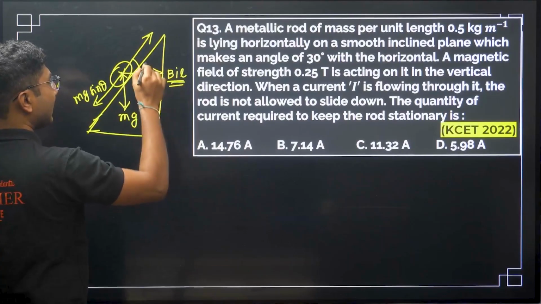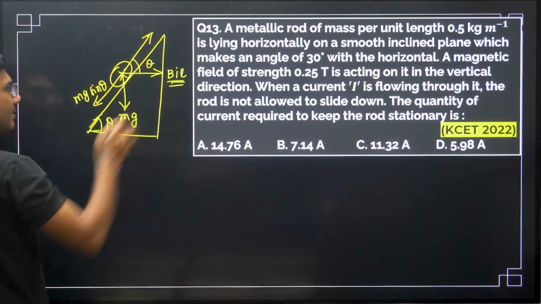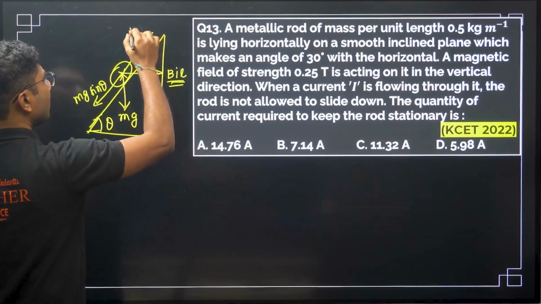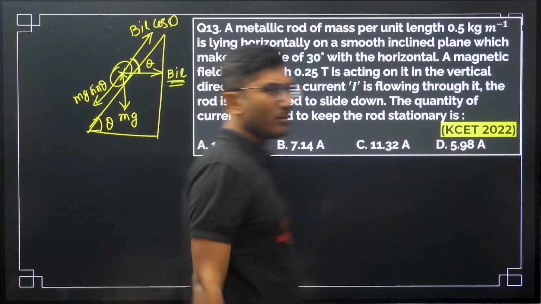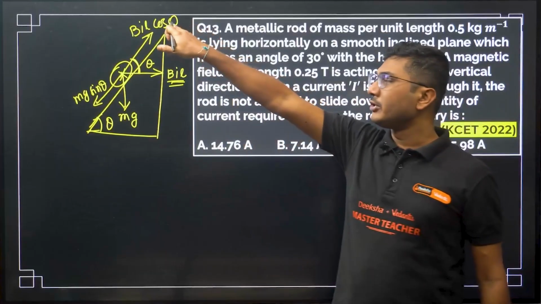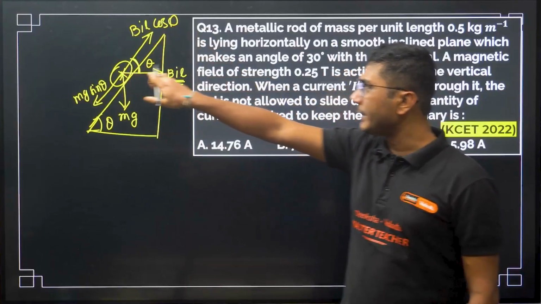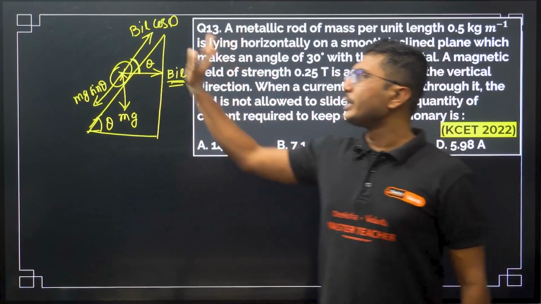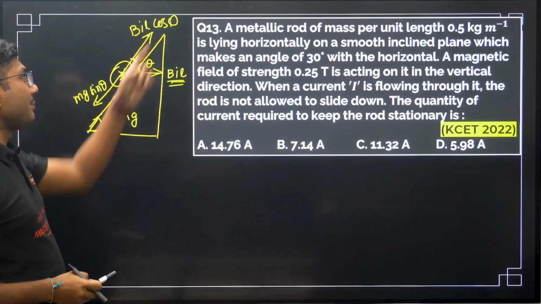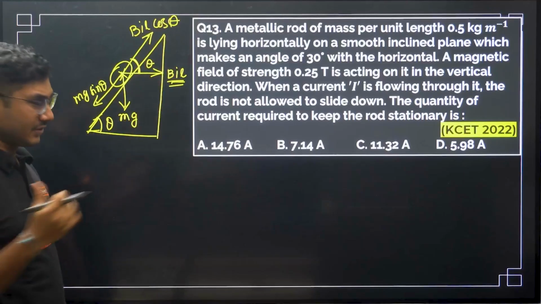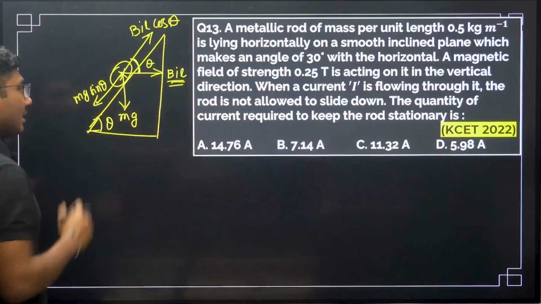Now what is this component? If this is BIL, this angle is theta, and this is a similar angle, so it will be equal. It will be BIL cos theta. This is adjacent, that's why it is the cos theta component. Don't confuse this with the normal BIL sin theta formula. This BIL cos theta comes because BIL is in this direction. To take a component parallel to the plane of the incline, we have to take the BIL cos theta component. This is a little tricky question. Even with the diagram given, this is one of the difficult questions from this chapter.